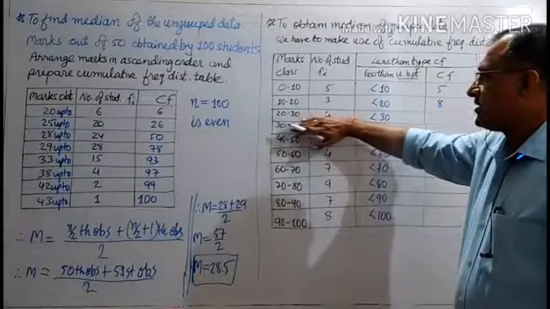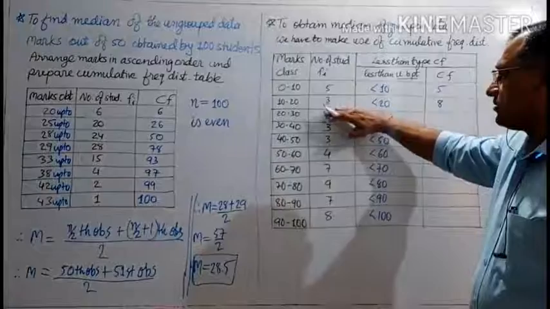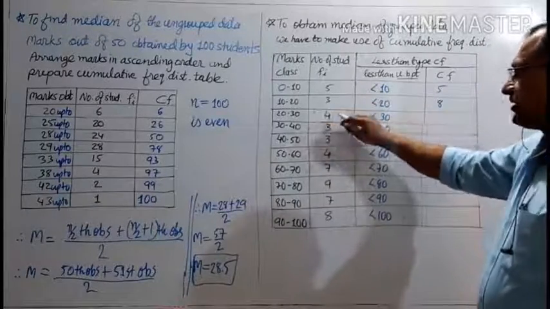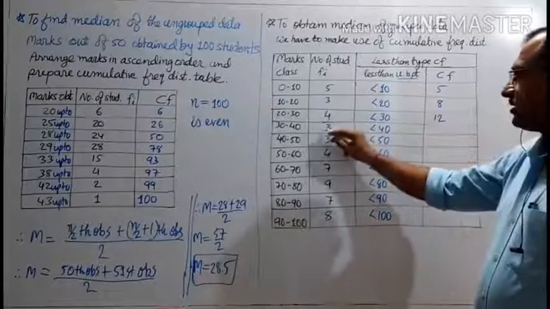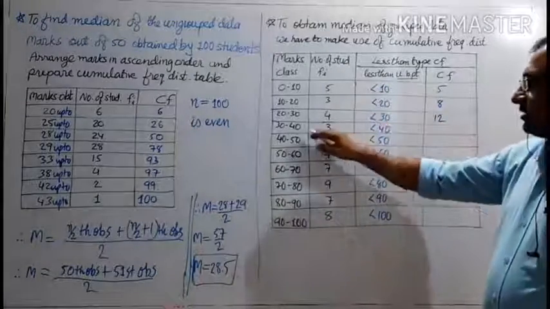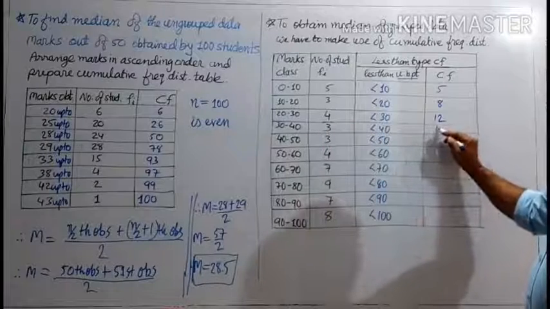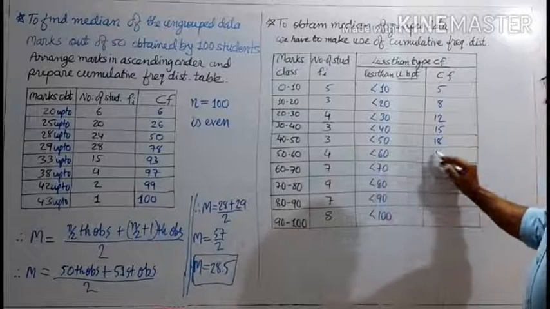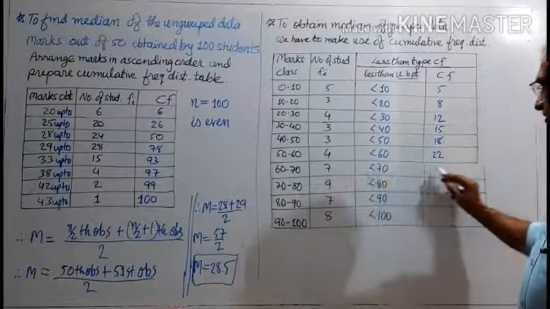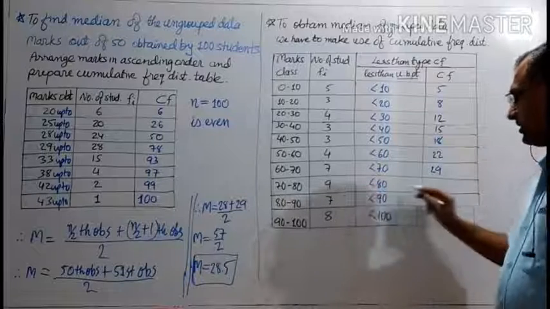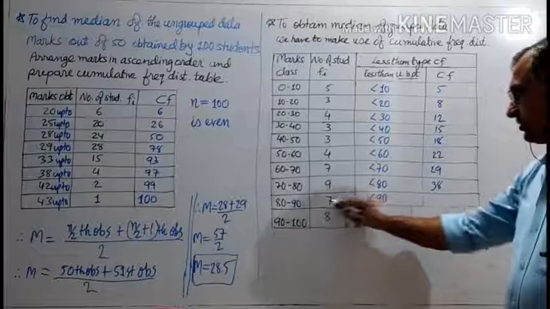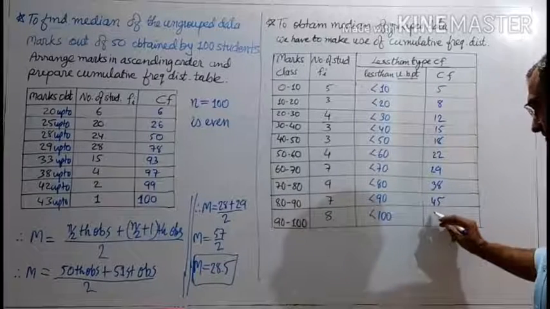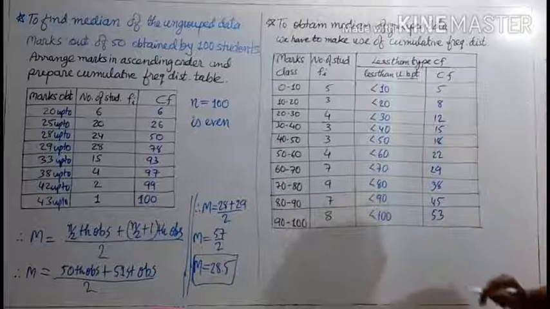Now scored marks less than 30: 8 plus 4, that is 12. Similarly, less than 40: plus 3, we get 15. Then plus 3, 18. Then 18 plus 4, 22. Then 22 plus 7, 29. Then 29 plus 9, 38, and then 38 plus 7, 45, and then 45 plus 8, 53. So here n is equal to 53.